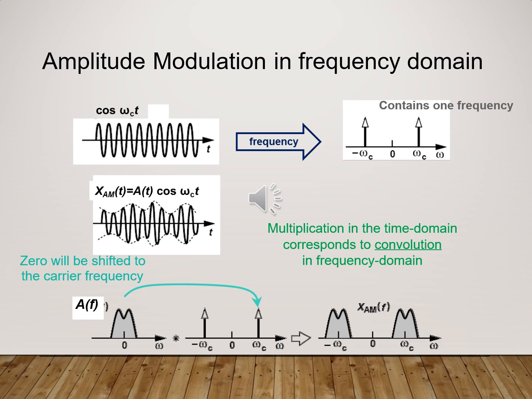Actually, if we have a signal cosine omega c t, converted to the frequency domain, it is one frequency component. Then the message itself will be convolved in the frequency domain. As you know, if we have multiplication in the time domain, we use convolution between the two in the frequency domain. So zero will be shifted to the carrier frequency, as you see. So we have two copies of the message at the carrier frequency.